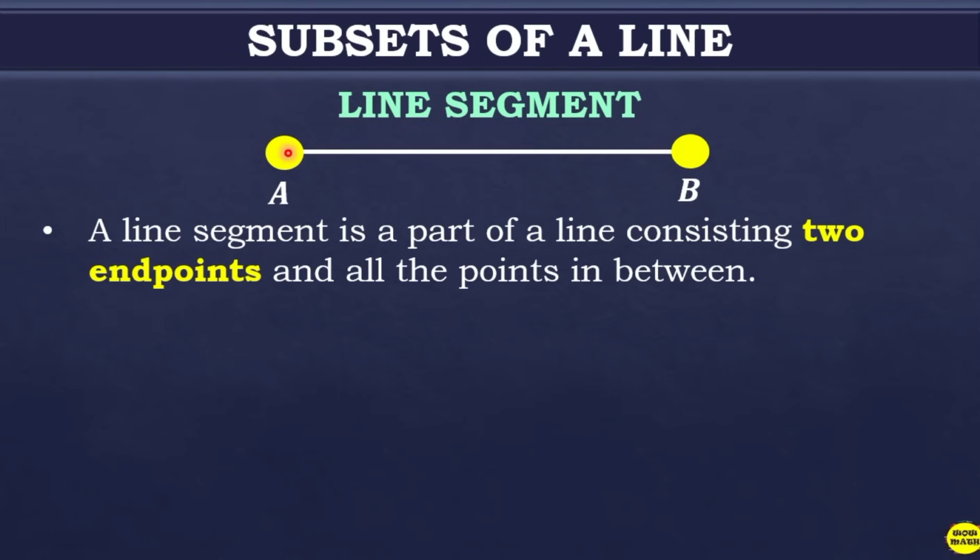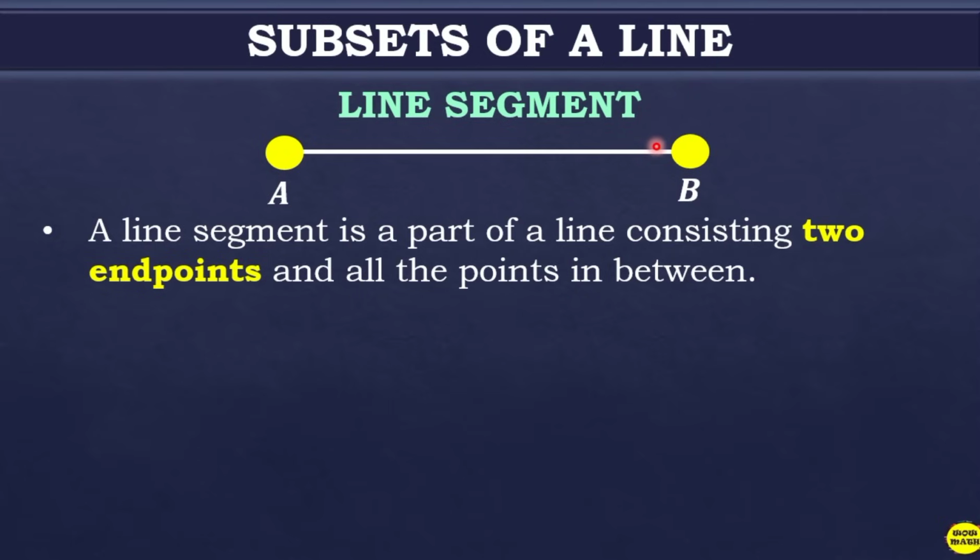Makikita po natin ito sa line na kung saan meron siyang 2 endpoints. Ibig sabihin, ang length niya ay definite. Hindi siya nag-e-extend. Masusukat natin ito. Pag sinabi nating line segment, ang pinakatatandaan lang po natin dyan ay meron po siyang 2 endpoints. So, it is definite. Since 2 endpoints, ang tanging points niya lang ay yung dalawang endpoints and all the points in between.